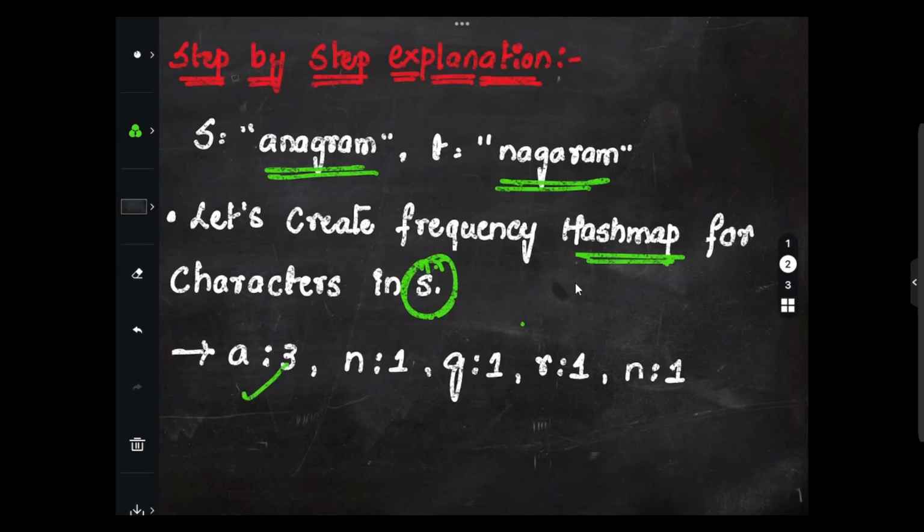So A we have thrice, A is present thrice here, this one. S we are considering, right? We are creating the hash map for the characters in S. So just keep this in mind. A we have thrice, N once, G once, R once, and M once. This is fine. We have already discussed this one.